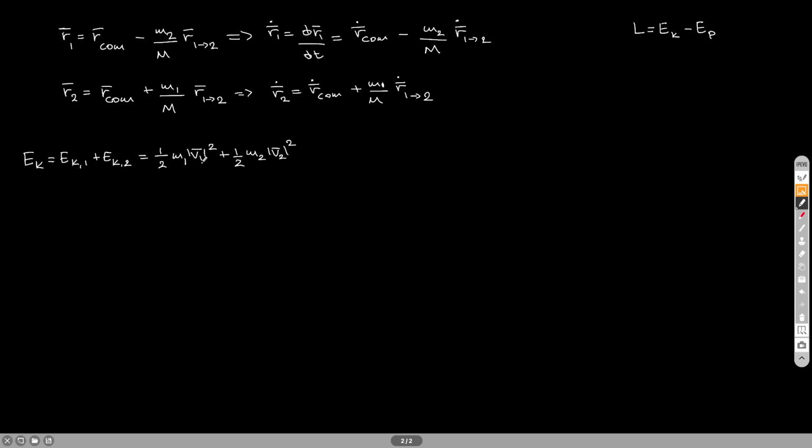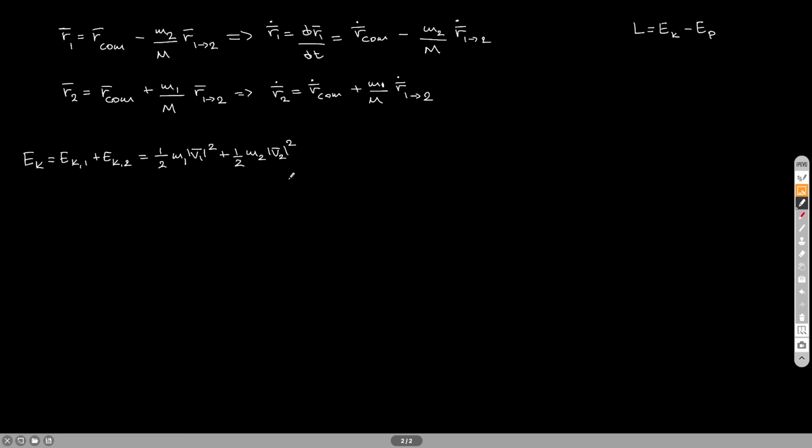And here I want to remind you, I am using the classical approximation for the kinetic energy. I am assuming that the two objects are moving much slower than the speed of light. So the two kinetic energies are 1/2 m1, the speed of 1 squared, plus 1/2 m2, the speed of 2 squared.